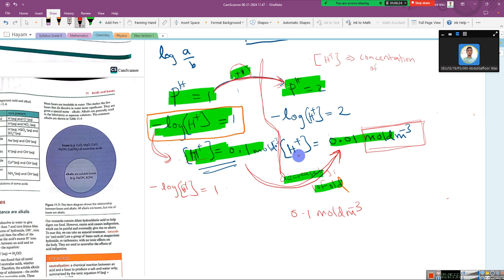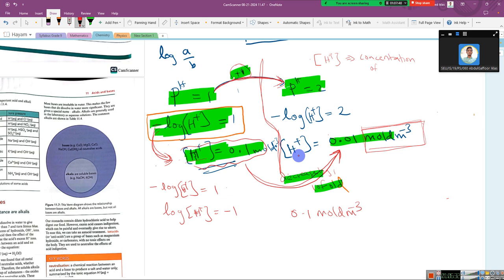Now what I am going to tell you is how we can obtain the value of H plus from this equation. I'm going to explain this again. pH is equal to 1, and then we substituted the equation for pH, minus log H plus. Now I'm going to multiply this expression by -1, so it will become log H plus concentration is equal to -1. Is this okay?